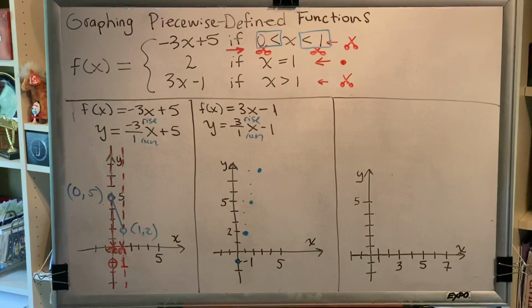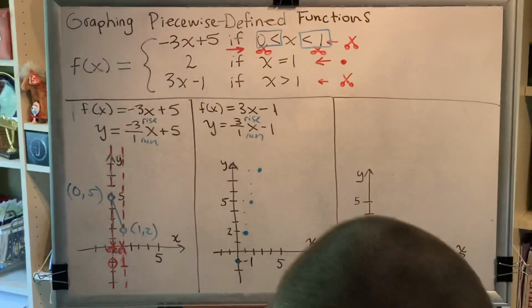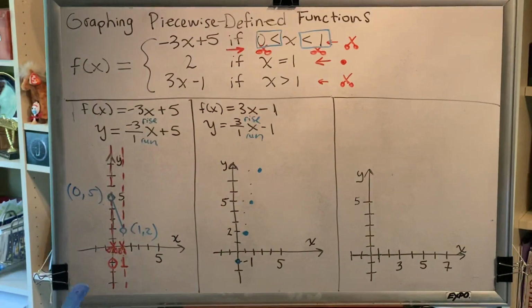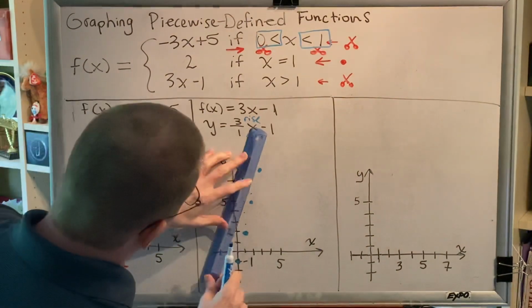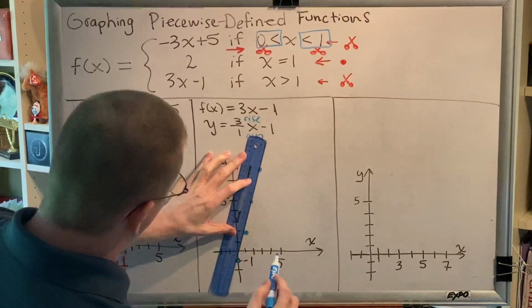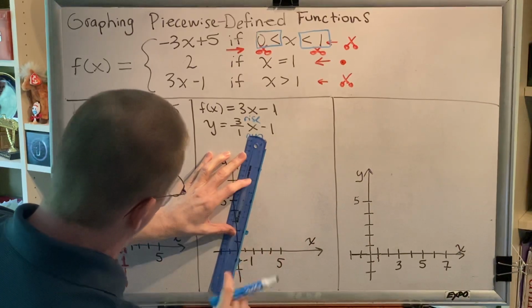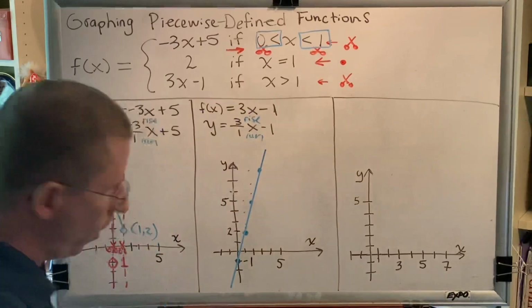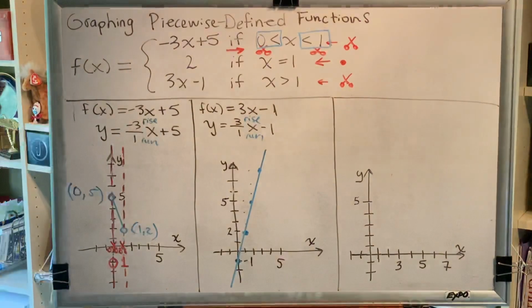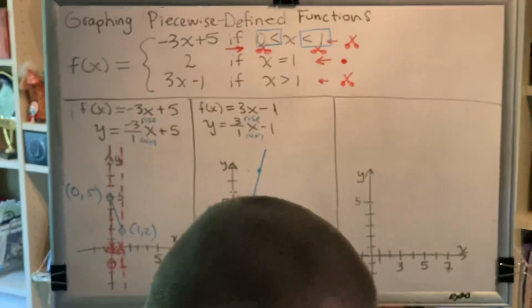All right, now get out your straight edge and connect all of these dots to form your line. Remember, lines, line segments, and rays should be drawn with a straight edge, always. Okay, great, we've got our line. Now we've got to figure out where do we cut it.